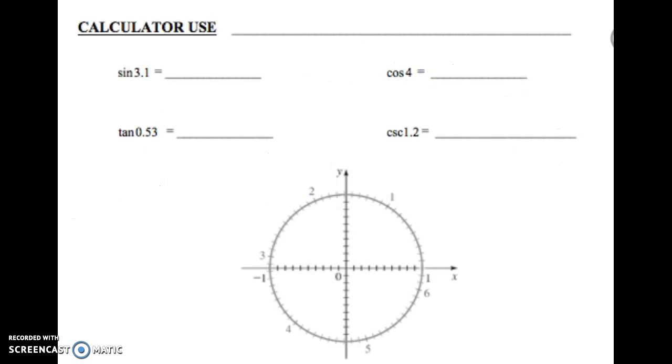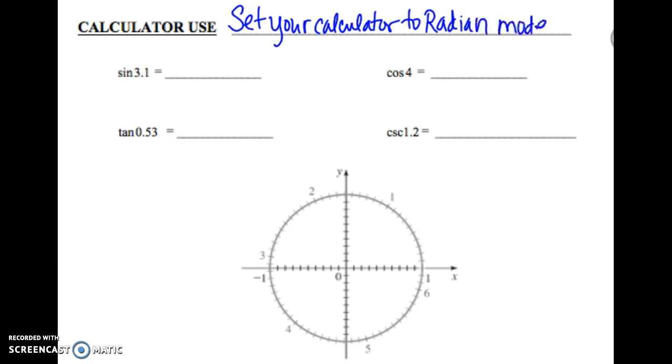The next thing we're going to do is take a look at our calculators. Right now, I want you to pause this video in a second and set your calculator to radian mode. You can tell which mode it is in by the little screen at the top. You should see either a DEG or a RAD. So take a moment, pause, and set your calculator to radian mode.